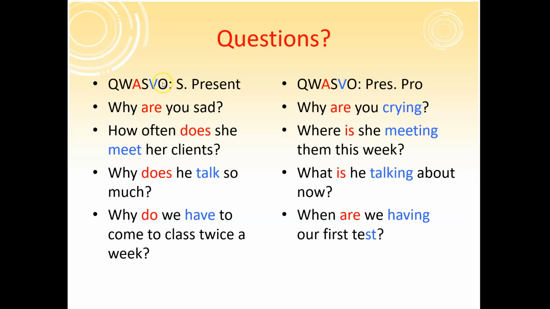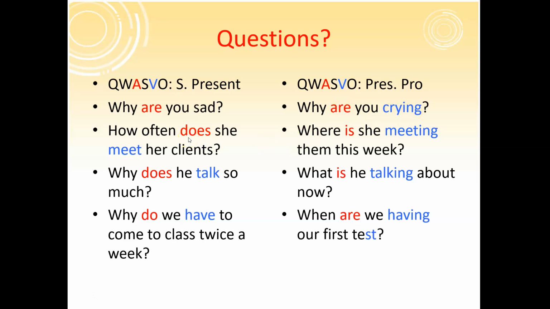Making questions: if you follow the QASVO rule, it works for most direct questions in English, and you just need to remember to fill in the blanks as you go along. So: question word, auxiliary, subject, verb, and the O is the object or the rest of the sentence. When you have the verb to be by itself, it is both the auxiliary and the verb, like "Why are you sad?" But in present progressive, "Why are you crying?" In this case, it's just an auxiliary, and crying is my verb.